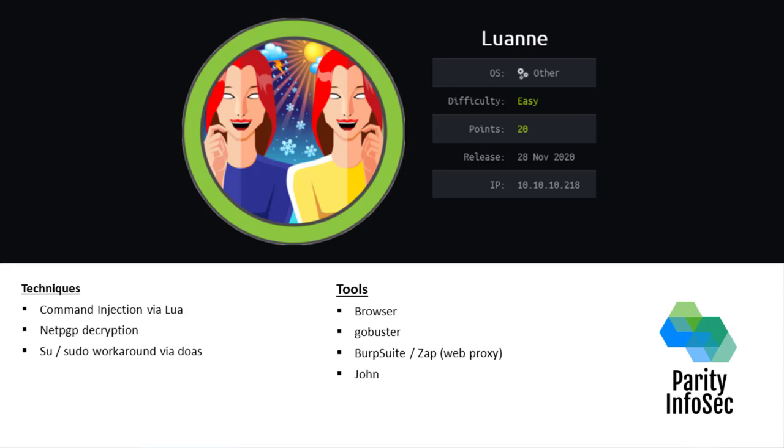Like I said, it didn't take a lot. You needed to have some browser skills, some Burp skills, a little bit of John, a little bit of GoBuster. You needed to know a little bit of the shell, but nothing significantly difficult. It was more just finding the little nuances that you needed to get to. But with that, we were able to use Lua to pivot into a foothold. And the foothold just helped us get to that NetPGP, get to the doas, and finally get to root.